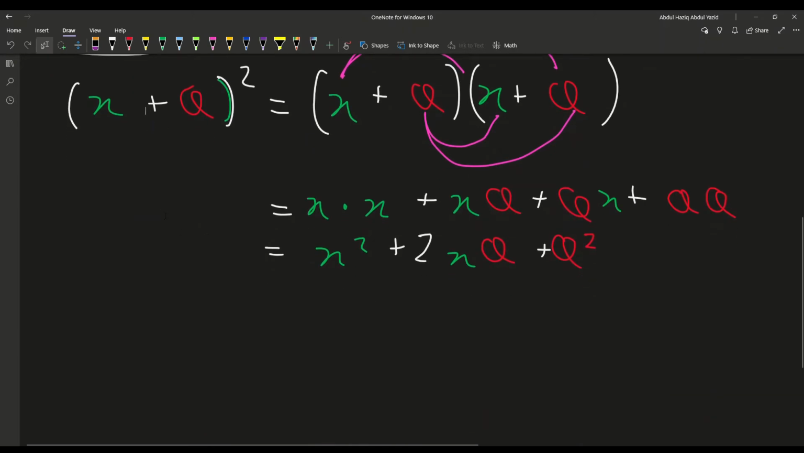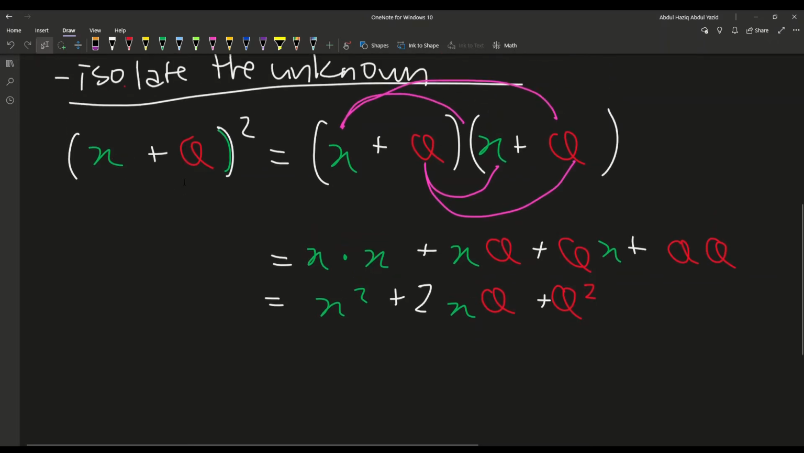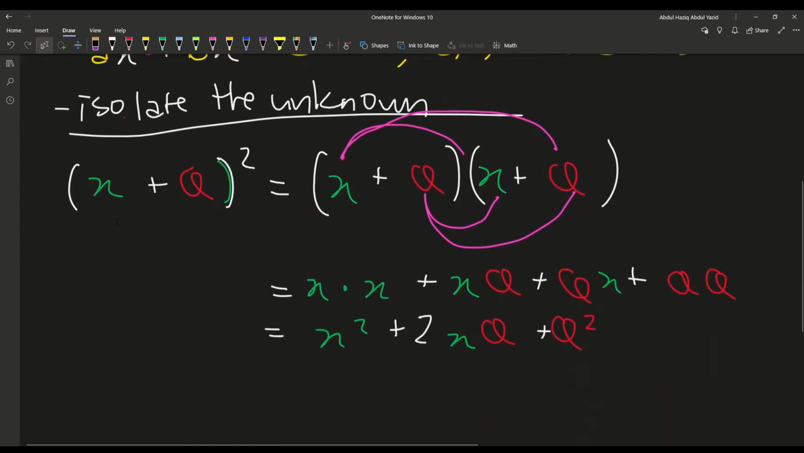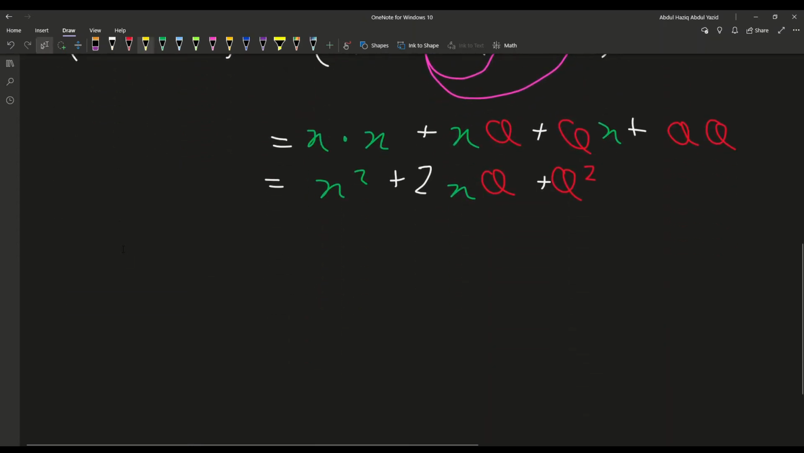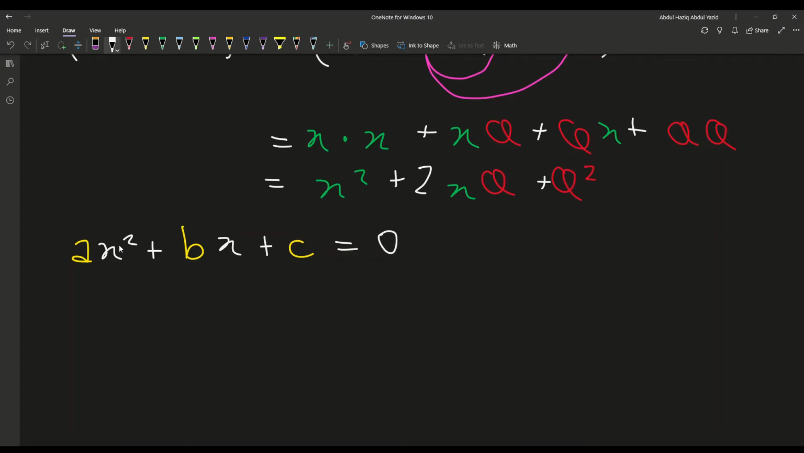Now, we also need to recognize that when we are using this FOIL method, the coefficient of x squared is 1. However, in the general quadratic equation, the coefficient is not 1, but rather a. So let's revisit the definition. We have a, b, and c here. ax squared plus bx plus c is equal to 0. Now we want to get rid of the coefficient a, and to do that we're going to be dividing the whole thing by a.